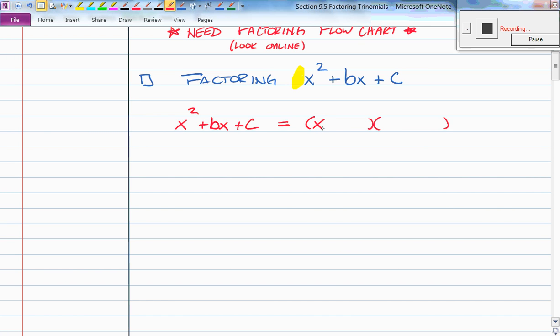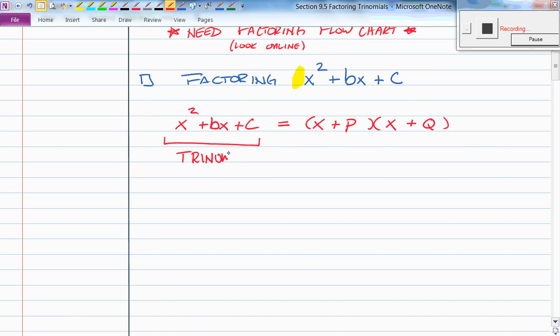It's going to be x and x, and it's going to be x plus, I'm going to call this thing p, and x plus, I'm going to call this q. I'm going to tell you exactly what p and q are and the role that they play. So x squared plus bx plus c is equal to x plus p times x plus q. So this part right here, this is called a trinomial, isn't it?